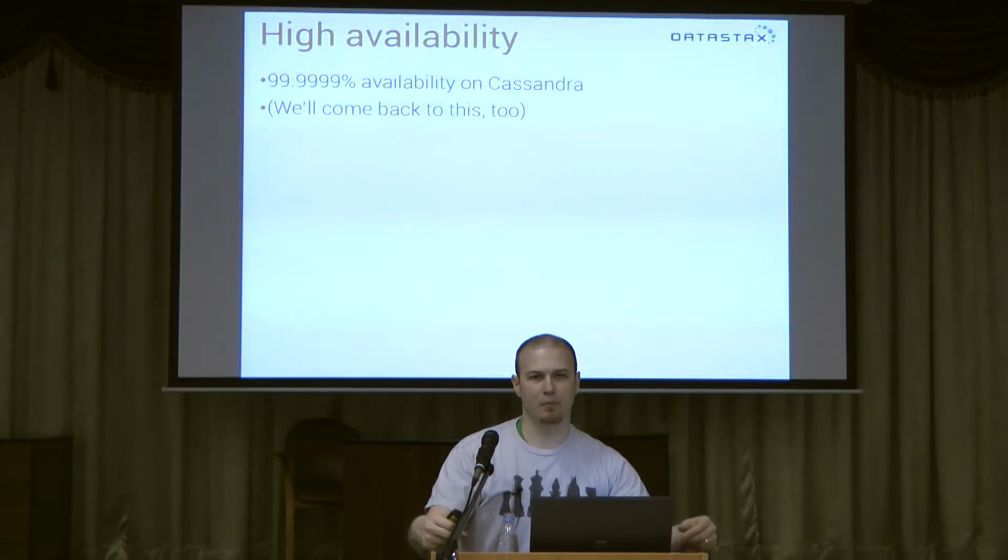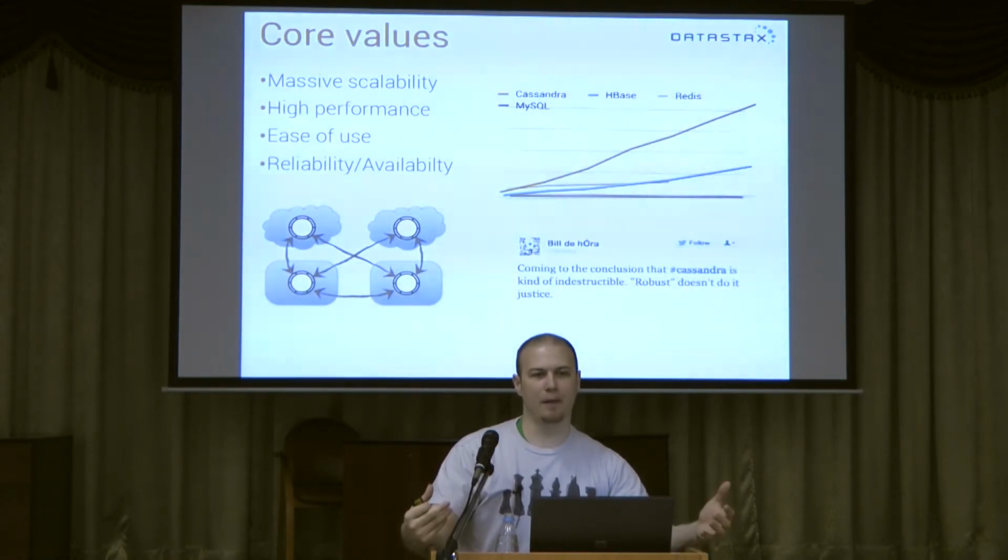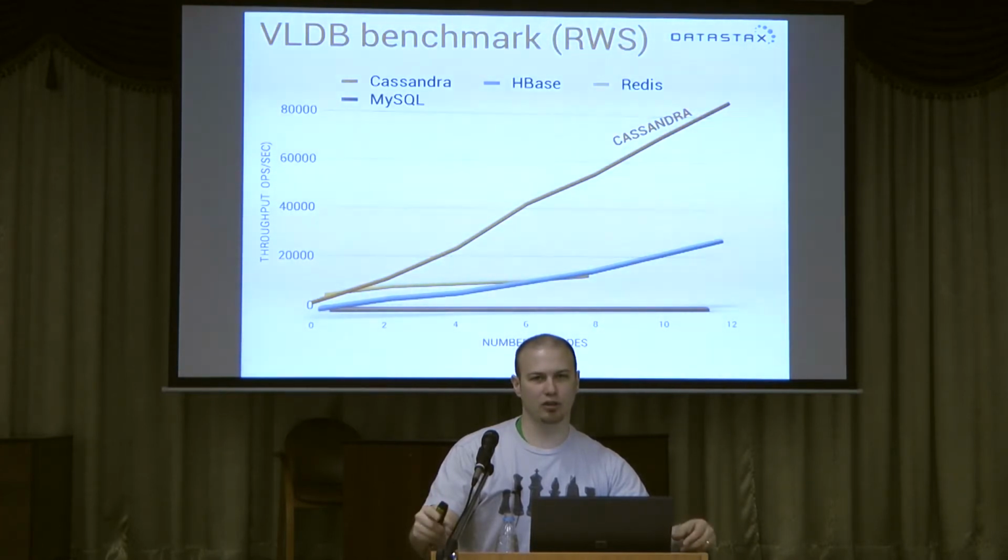Instagram has done careful monitoring of their Cassandra clusters and found that they have 99.9999% uptime of that Cassandra data. So that's a pretty good reliability track record. If I were to summarize the reasons that people use Cassandra: massive scalability, high performance, reliability and availability, and also ease of use. We've really been starting to focus on ease of use in 2013. I'll show you what I mean by that right after I talk about some performance numbers.